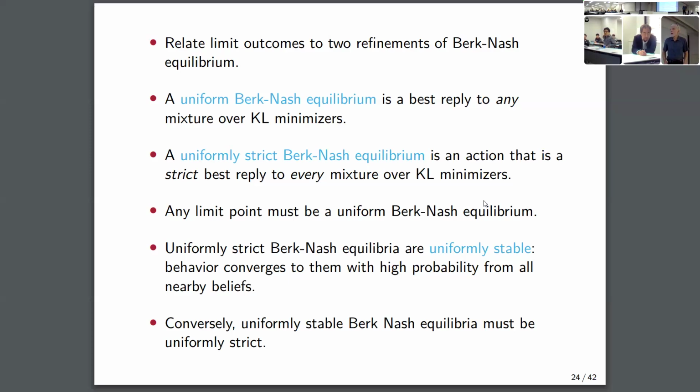We show that any limit point must be not only Berk-Nash, but a uniform Berk-Nash. And uniformly strict Berk-Nash equilibria are uniformly stable, meaning if you start near them, you converge to them with high probability. Conversely, uniformly stable Berk-Nash equilibria must be uniformly strict. This is the summary of results. I'm going to explain this in the following slides.